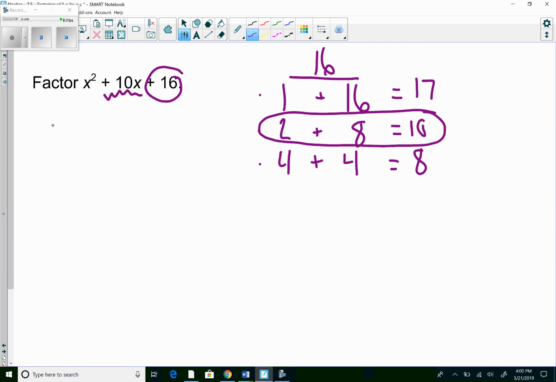Okay, so factoring, I'm going to start by setting up my two binomials. X squared, remember, x squared is always, always, always x times x. Okay, if there's one thing that you learn from me, I want you to make sure that you understand that x squared is x times x, not x plus x. So I'm going to break this x squared down into x times x.